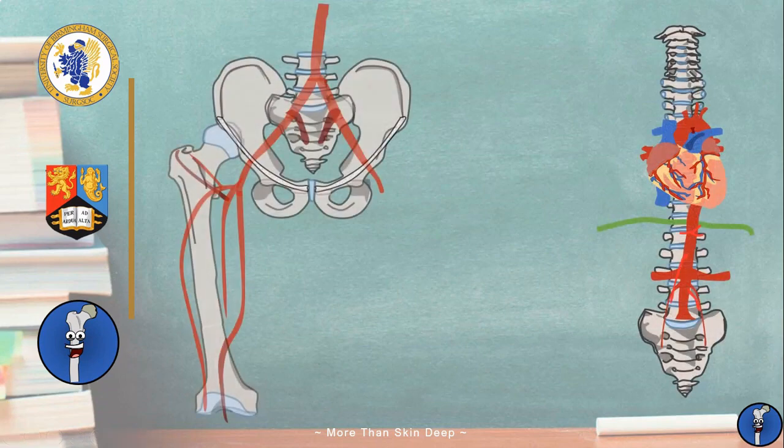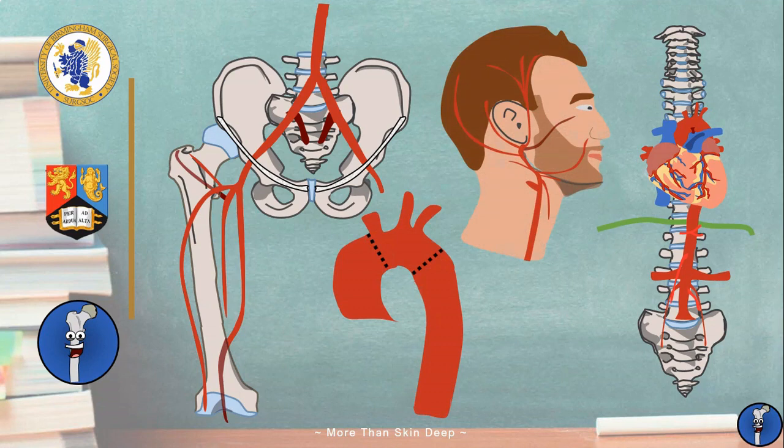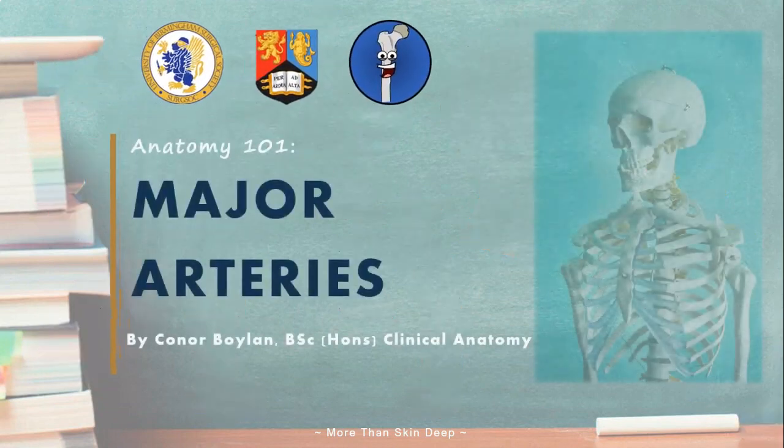As a medical student, the sheer number of named structures in the human body can seem totally overwhelming, not least the hundreds of blood vessels that you're required to learn in order to pass your exams. In this two-part series, we're going to help out a little bit by giving you a quick run-through of the major blood vessels in the human body, starting with the arteries. My name's Connor, and welcome to Anatomy 101.